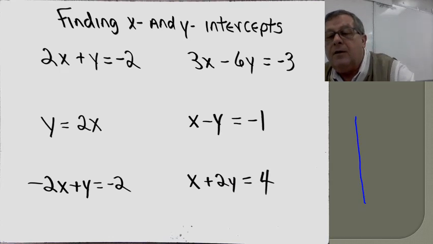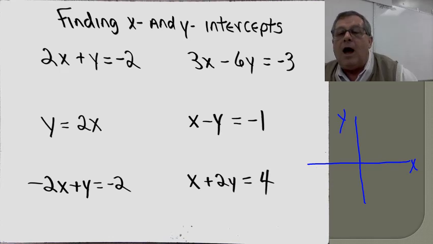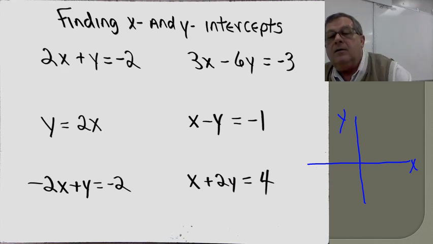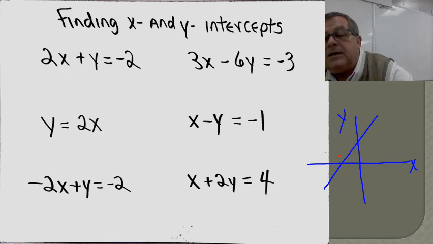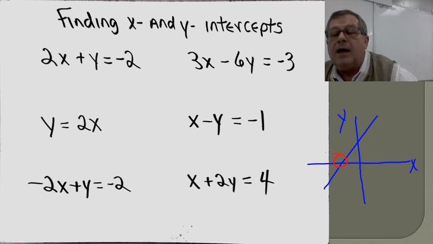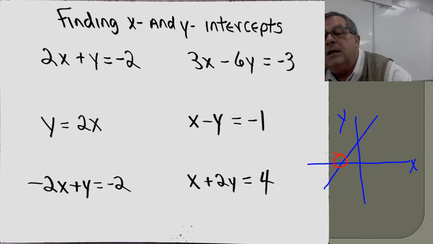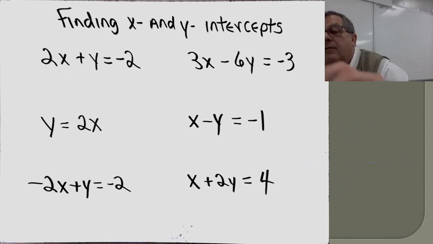And so if we look at it, let's just sketch out a graph. Here we've got the x-axis, that's the horizontal axis, and here we've got the y-axis. And if I've got a line that's running right here, well, this is my x-intercept, where the graph is crossing the x-axis, and at the same time, this would be my y-intercept, where the graph is crossing the y-axis. Now, how do we find these?